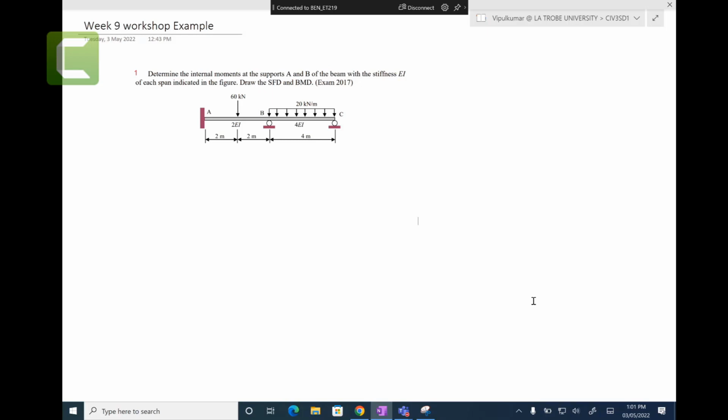Now let's start solving these slope deflection problems. Slope deflection is part of the displacement methods. We're going to teach three displacement methods. First one is slope deflection, next week is moment distribution, and the last one is the stiffness method. So those three are sitting in the bucket of displacement methods.